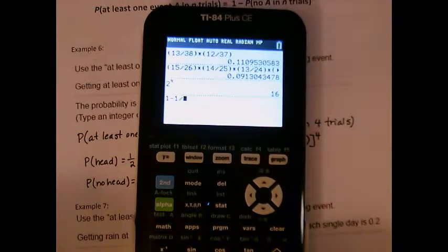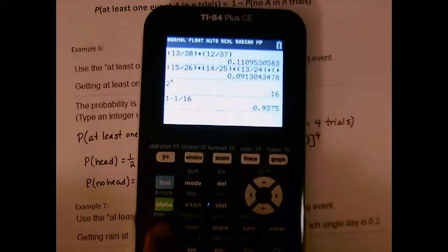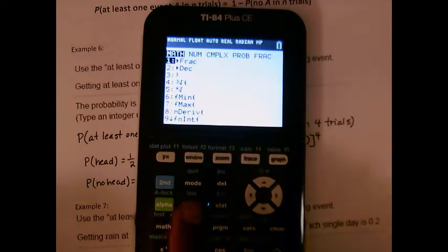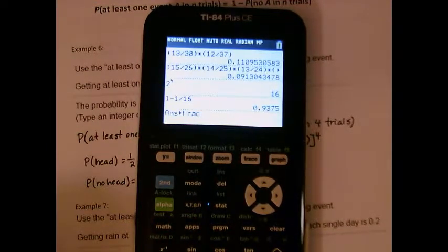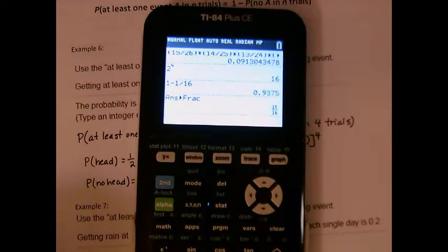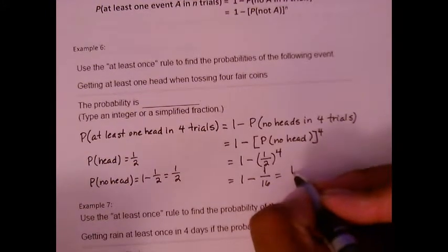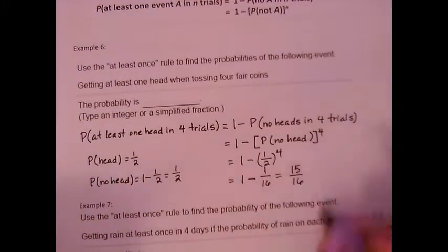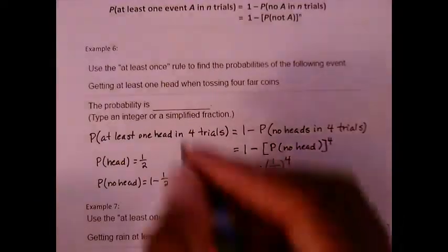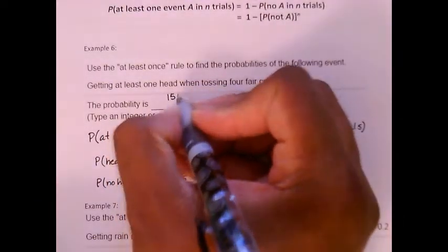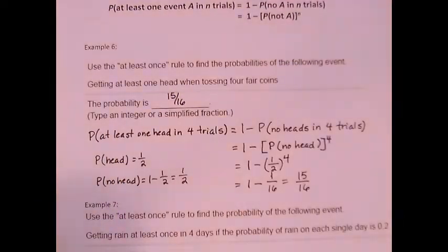1 minus 1 divided by 16. That's this. But for a fraction, we have to press the math key and select number 1 for fraction. This will give you 15 over 16. So, in this case here, the probability in this case will be 15 over 16. That's the probability of getting at least one head when tossing 4 fair coins.